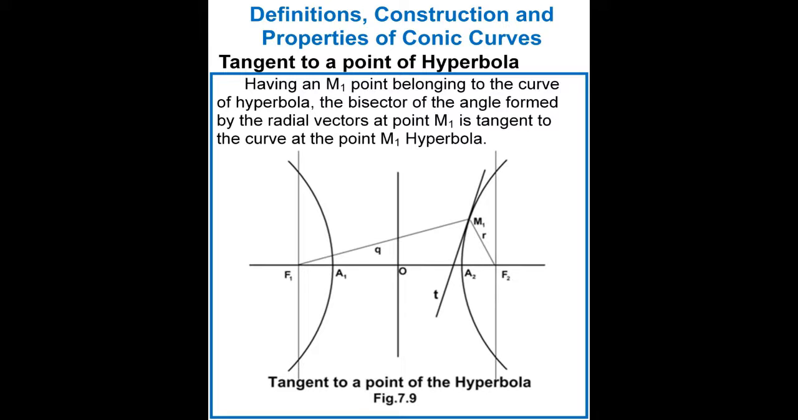The bisector of this angle is then drawn. The bisector of the angle is the tangent to the curve at the point M1. This curve is the branch that has the focal center F2.